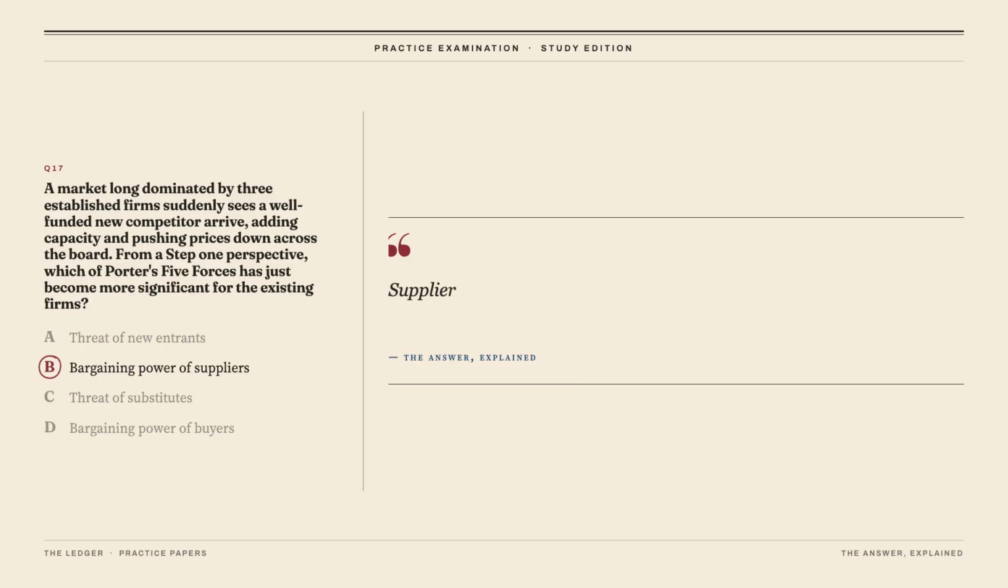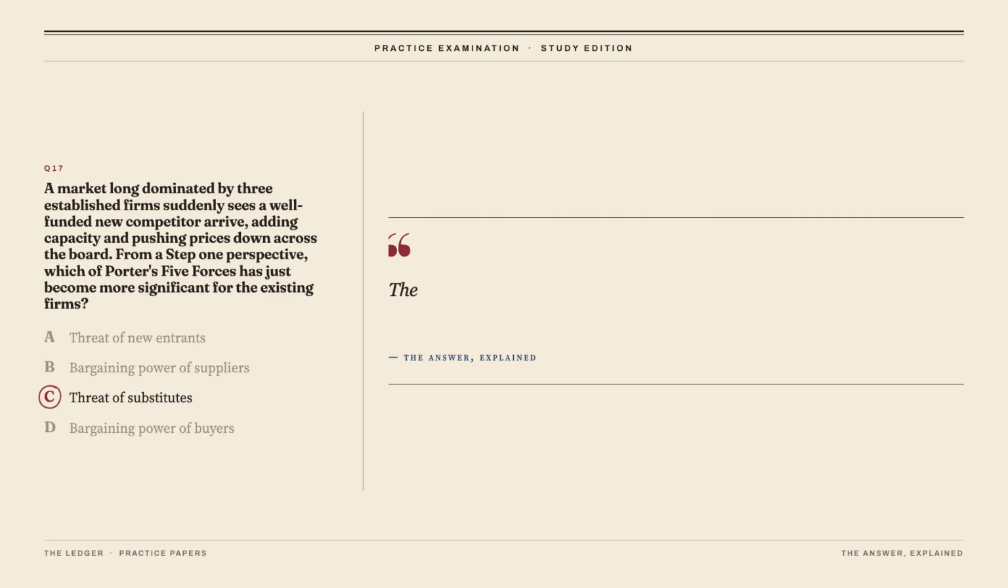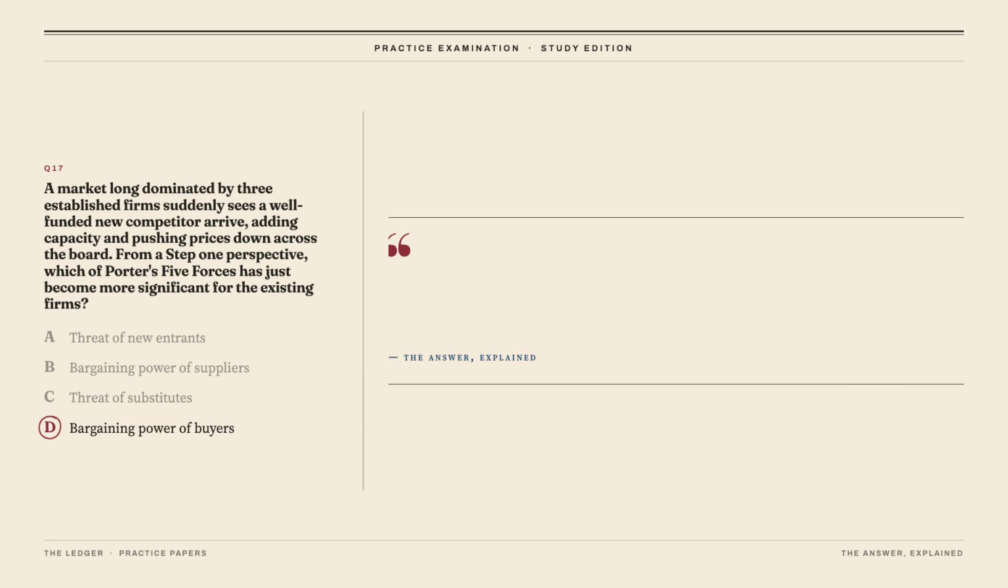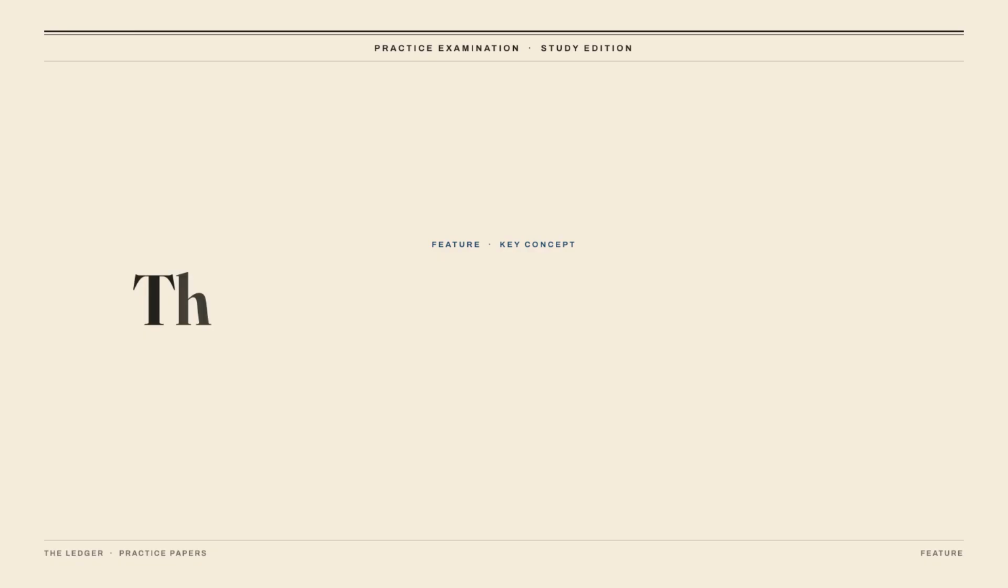B is wrong because supplier power involves input providers gaining leverage over price and terms, which is not what a new rival entering the market represents. C is wrong because the threat of substitutes involves a different type of product meeting the same need, not another direct competitor of the same kind entering. D is wrong because buyer power involves customers gaining leverage. Here the change is a new producer arriving, not customers gaining bargaining strength.